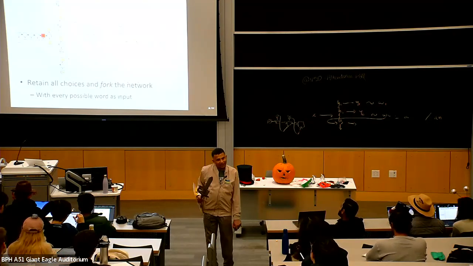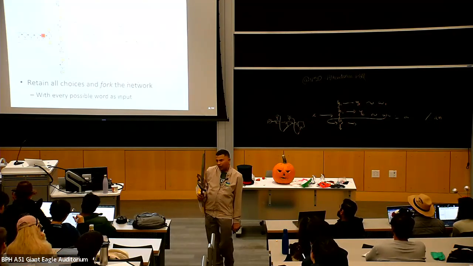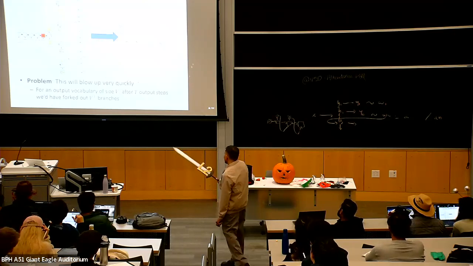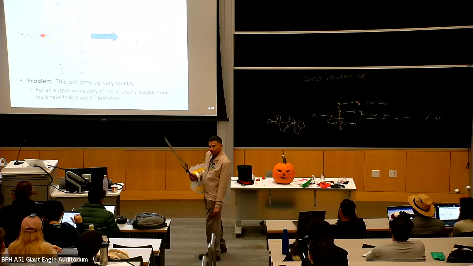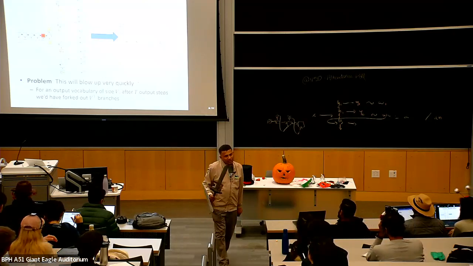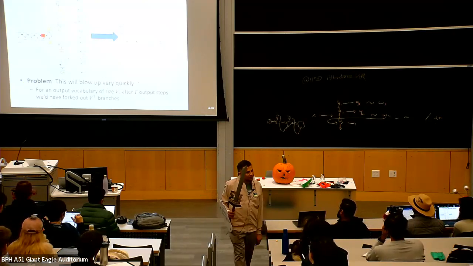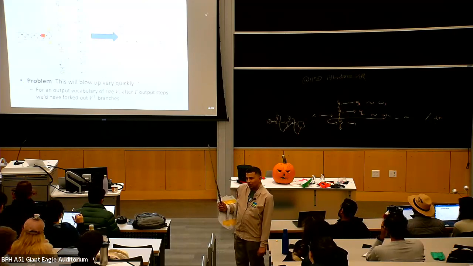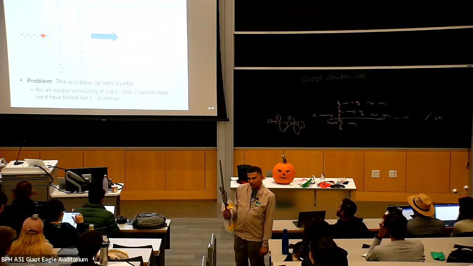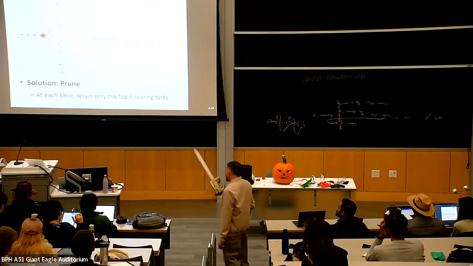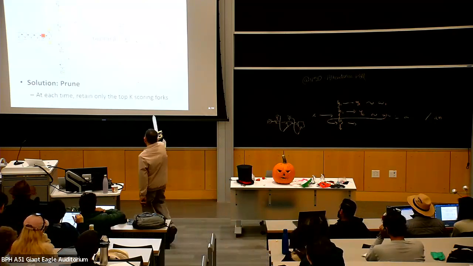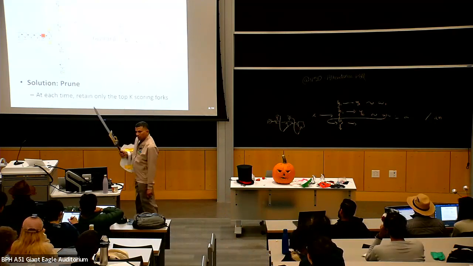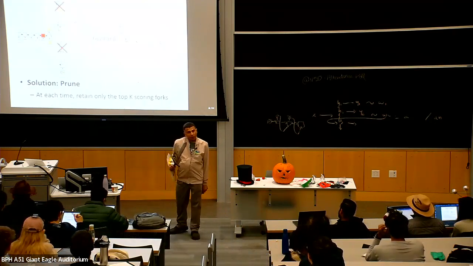But if you did that, this is quickly going to blow up. So what we would do is, and then we could just keep going downstream, right? But then if we did that, this is going to blow up. Over t time steps, if you have a vocabulary of size v, this tree is going to become v raised to t large. So instead, at each time, we are only going to keep the top k scoring forks. K is your beam width, right?